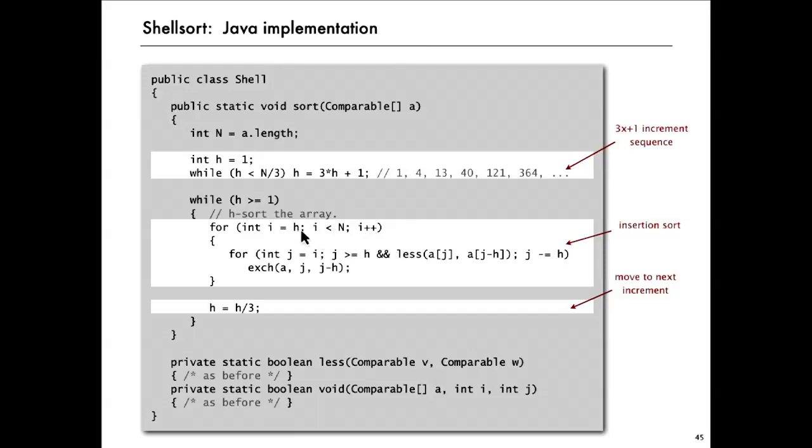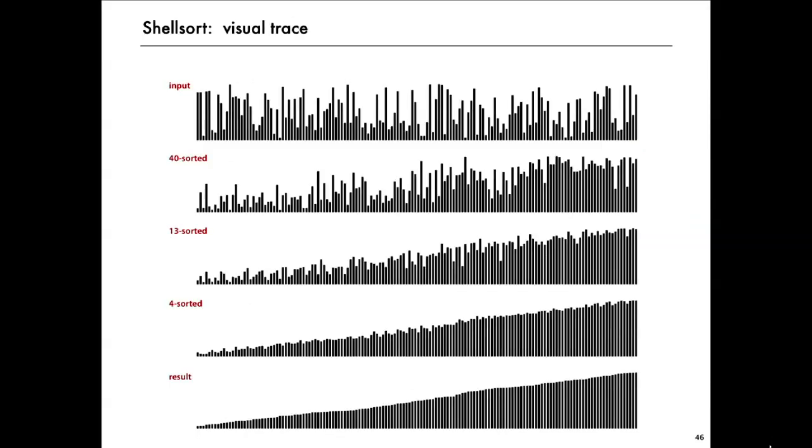We just go through starting at h for i, and when we do the insertion, in the j loop, we decrement j by h each time. Otherwise, the code is exactly like insertion sort. So just adding this extra loop for h sorting and this extra loop to compute the increments to insertion sort, we get a slightly more complicated piece of code, but it's much, much more efficient.